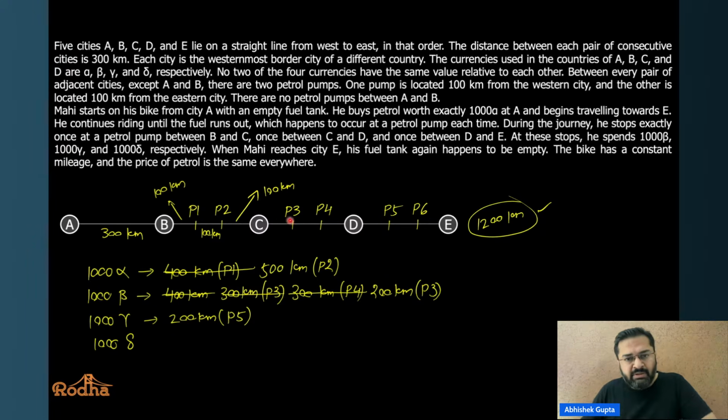ठीक है, 200 के बाद he reaches P3. What are the numbers we have? 500 kilometers, 200 kilometers, and this guy is at P3. Where can he stop now? He can stop either here, P5, and then reaches this place, or he can from P3 jump to P6 and then go here. You can clearly see the problem here.